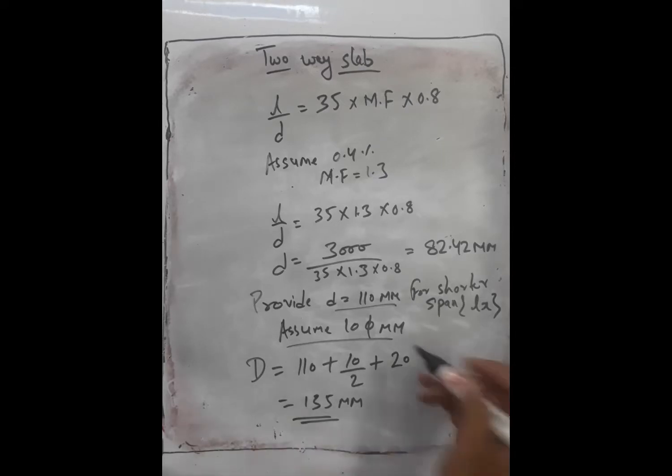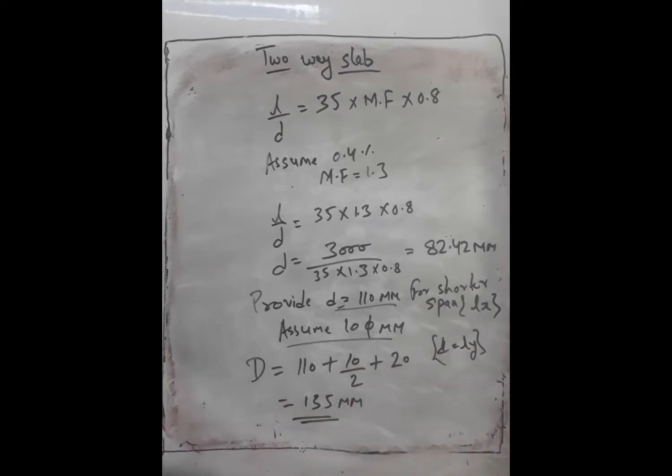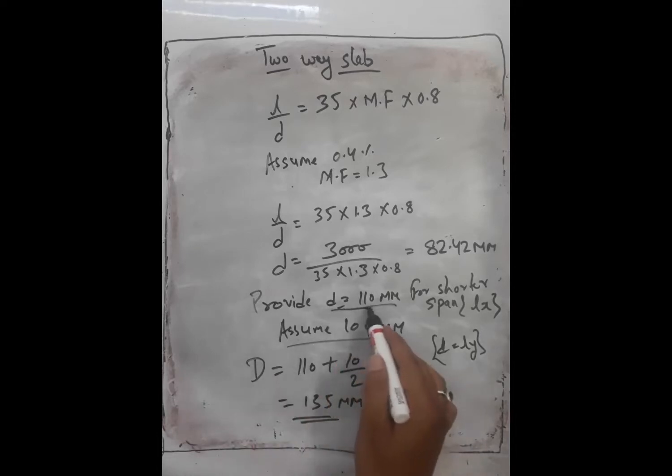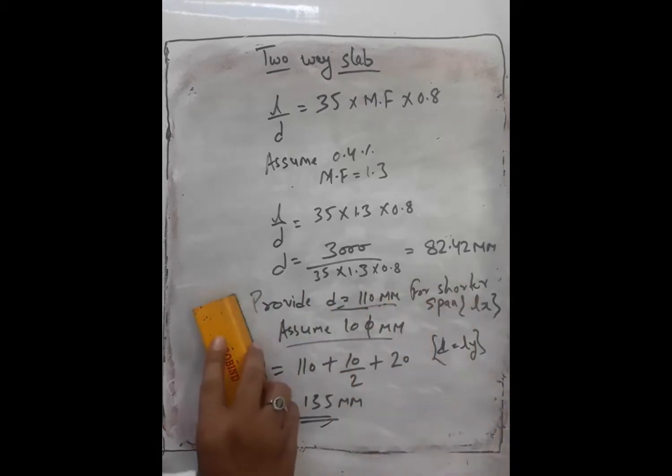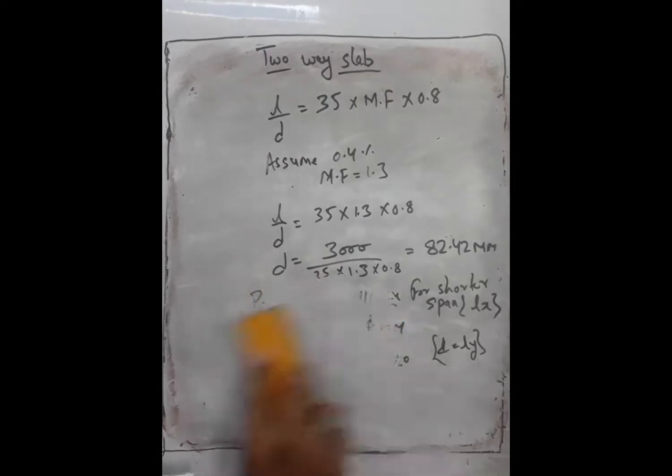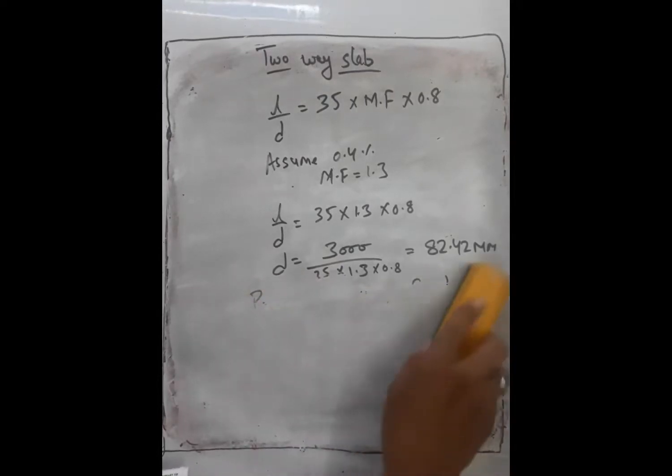Now this D is for Lx. We have to find D for Ly also. I will tell you later how we find the depth for Ly; simply we have to deduct the reinforcement. Right now we have found the effective depth as 110 mm and the overall depth as 135 mm. Now we have to find the second step, the effective span.